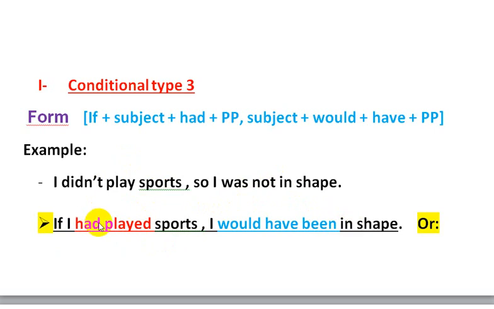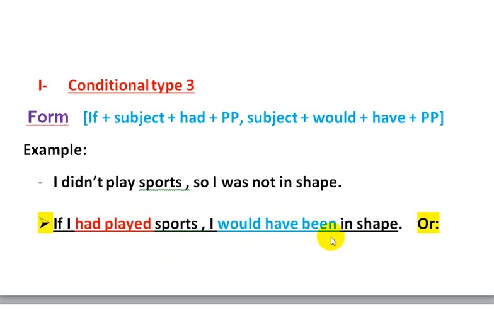If I had played, again, we're talking about the past. Here we're talking about a past condition that is not possible. It's just imaginary. We could not change this result. We cannot go to the past and change it. If I had played sports, I would have been in shape.